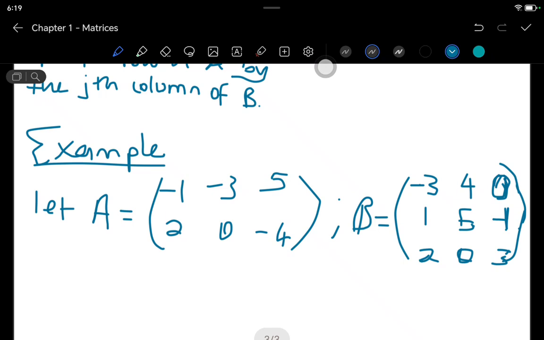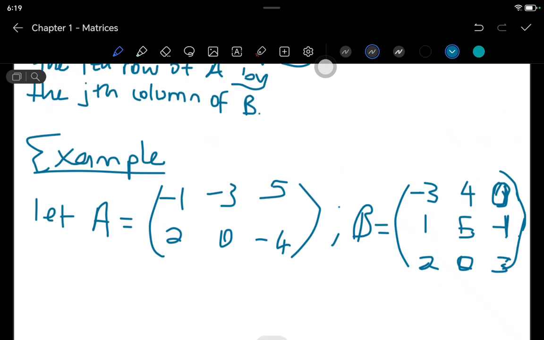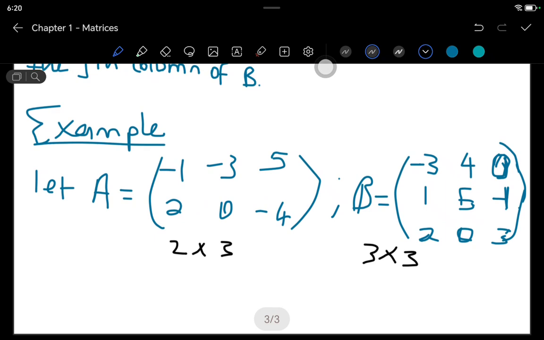Now they say that we should find AB. If we check here, our A is a 2 by 3 matrix, our B is a 3 by 3 matrix. What does this mean? This means that if we check this, remember this is M by N, and this is P by Q. They say that N must be equal to P. And this is the case, 3 is equal to 3.